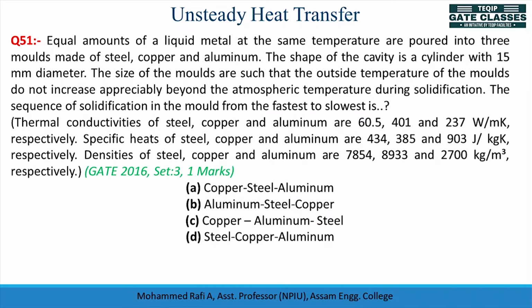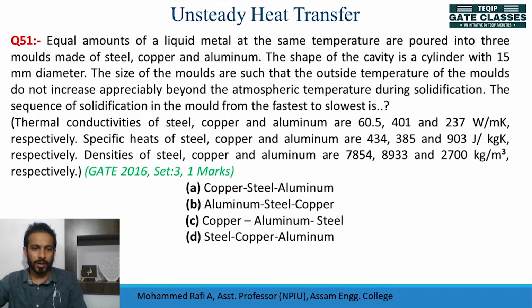So everybody read the question thoroughly. This looks like a lengthy question, but you should not be confused. If you know the concept, it is very easy to solve. Equal amounts of liquid metal at the same temperature are poured into 3 molds made of copper, steel, and aluminum. So the shape is given.